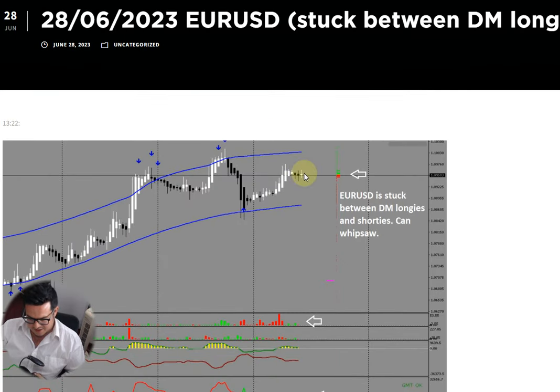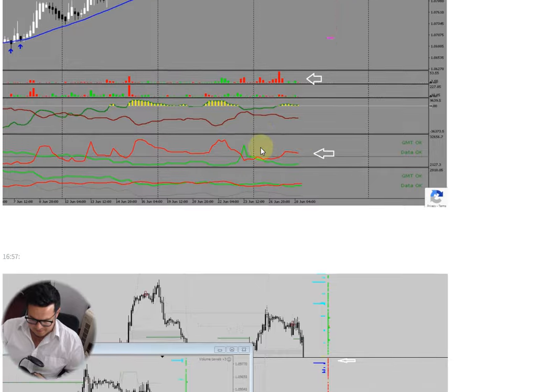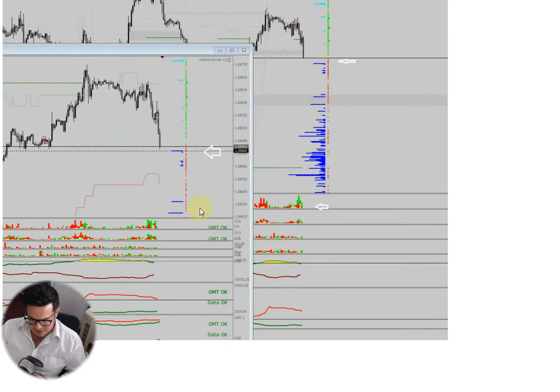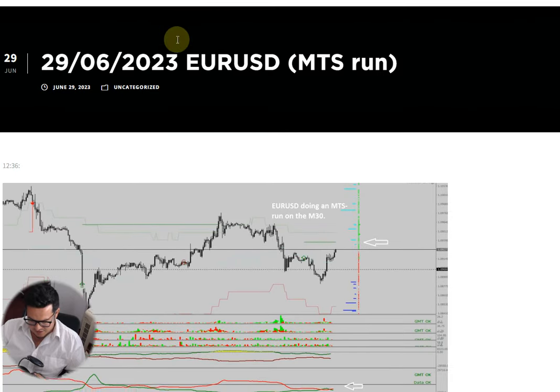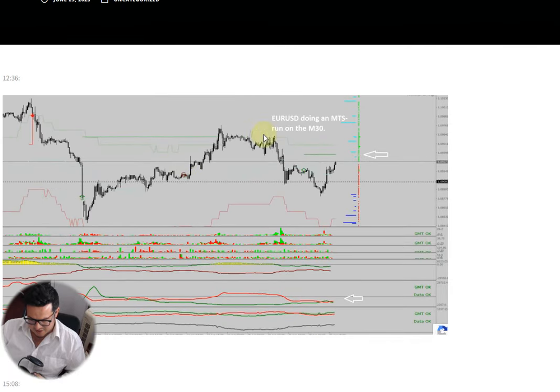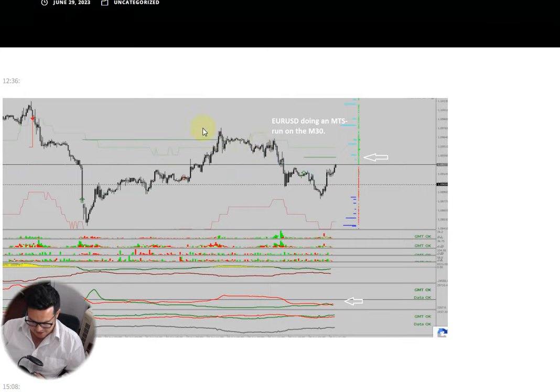28th, took the target. And now it's getting interesting. Here, 22 past 1. Euro dollar is stuck between dummy longies and shorties. Can whipsaw. So we see that above the price are longies, below the price are shorties. So that's why they go a bit flat and whipsaw. But eventually, what happens? Longies dominate with the news coming out. And then Euro dollar doing a down move like a reverse grail pattern.